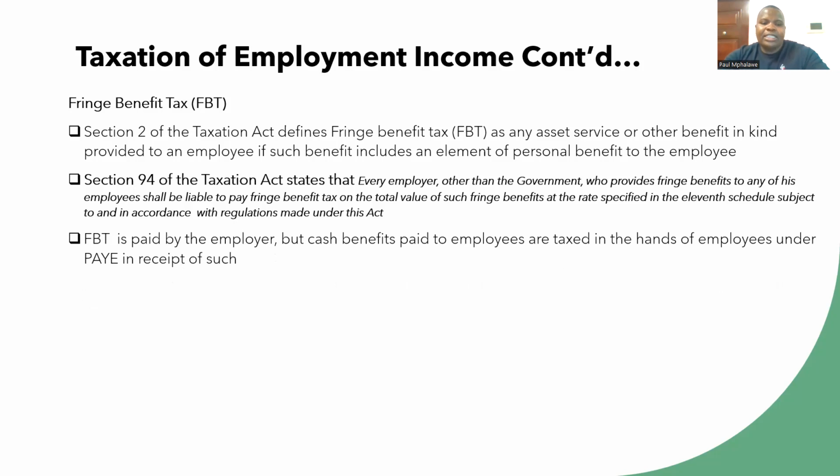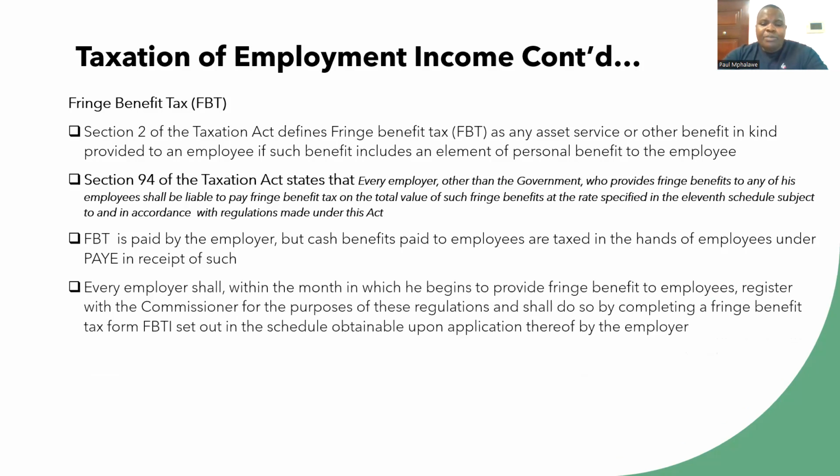So FBT is paid by the employer, but cash benefits paid to employees are taxed in the hands of the employees under Pay As You Earn, as we saw earlier, where house allowance was paid directly in cash. It's different when you are given a house by your employer, whether the house is finished or unfinished; there are different rates that are used.